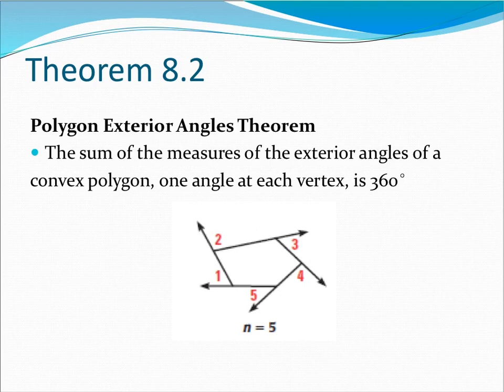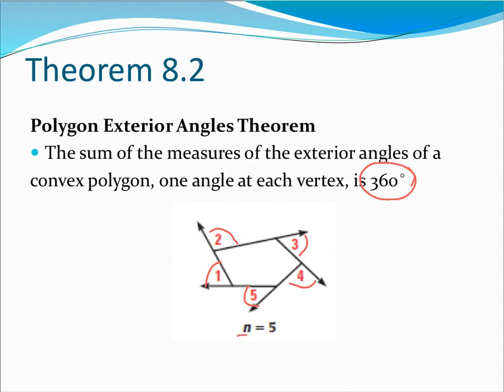Next we have the polygon exterior angles theorem. The sum of the measures of the exterior angles of a convex polygon, one angle at each vertex, is 360. So at each vertex we're going to have an exterior angle. Exterior meaning what? On the outside. So we have angles on the outside, and all of these angles, no matter what polygon it is, are going to add up to 360.